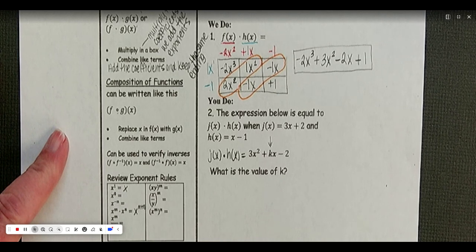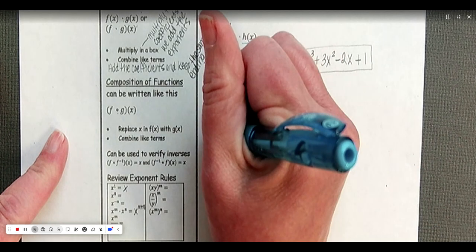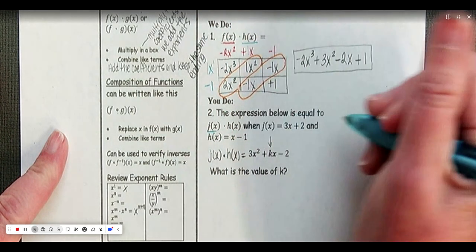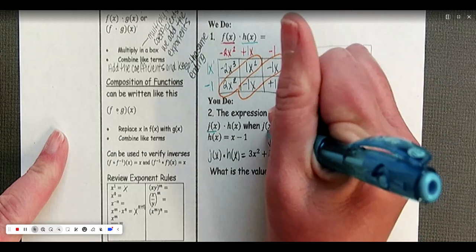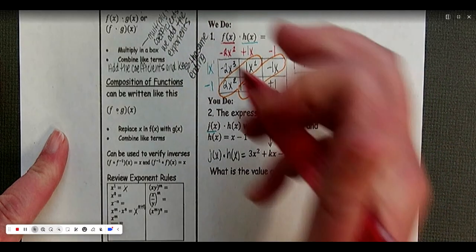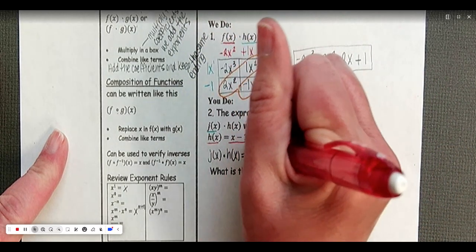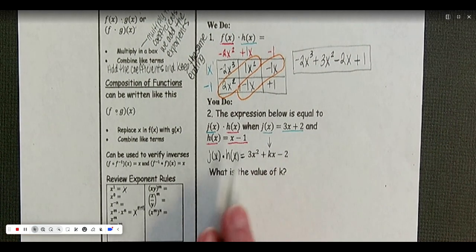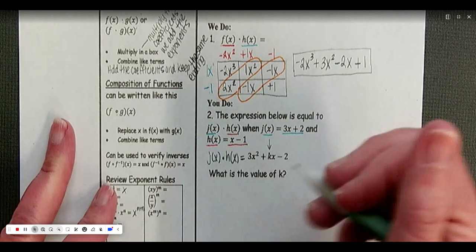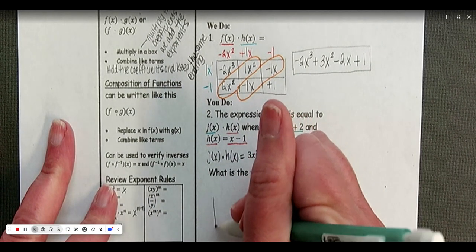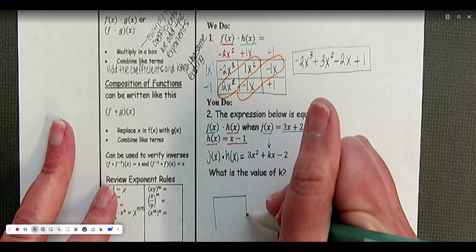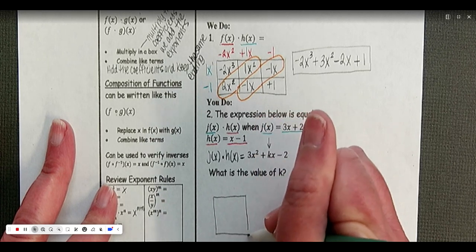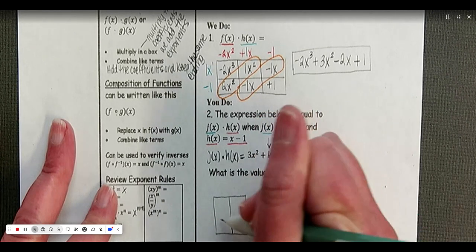So let's look at j of x, which is two terms. It's 3x plus 2. And then I've got my h of x, which is x minus 1. And so they're both two terms. 3x and 2 is two terms. x minus 1 is two terms. So let's make a box. So I just need a box with 4 squares.